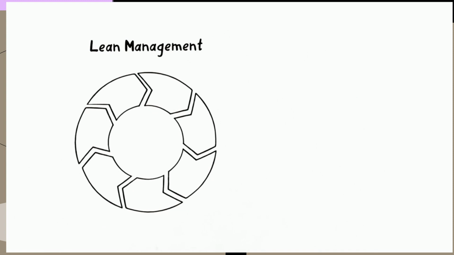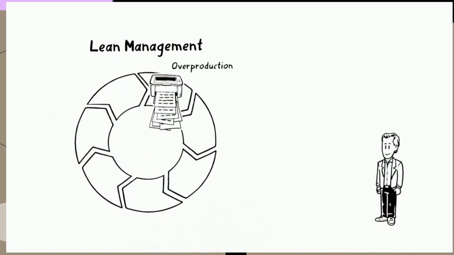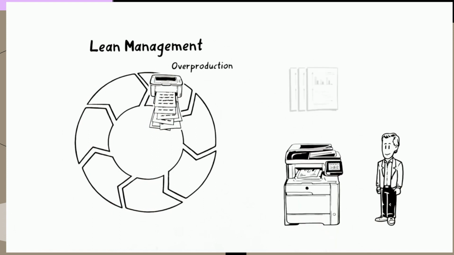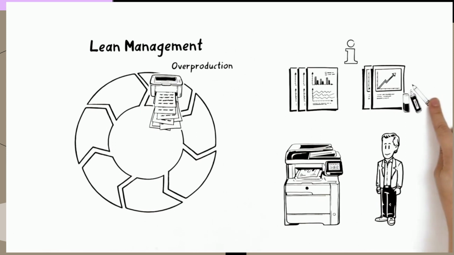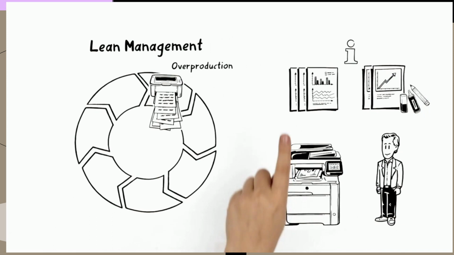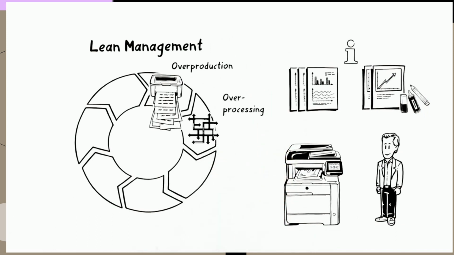Lean management distinguishes between 7 types of waste, and in the morning, Steve already discovers the first, overproduction, because he prints a report multiple times. Then he notices that 2 additional reports that have the same type of information are designed differently for each department. That doesn't make sense and is a typical example of overprocessing.